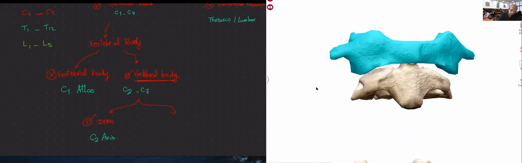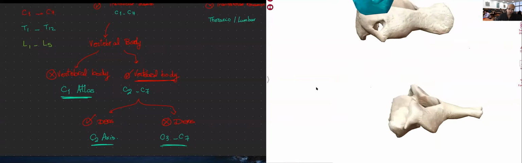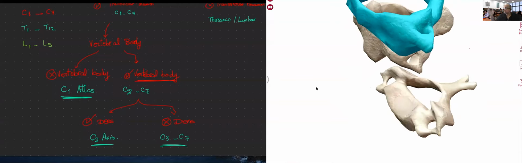What if I don't have a dens or an odontoid process coming out in here? Don't have one. So this means that you are looking at anyone from C3 to C7. And those are pretty much all the choices that you're gonna have. Either C1 atlas, C2 axis, or C3 to C7. So if you got a vertebra like this on the exam, you might be picking either thoracic, lumbar, C1, C2, C3 to C7. Those are the five choices that you're gonna have.